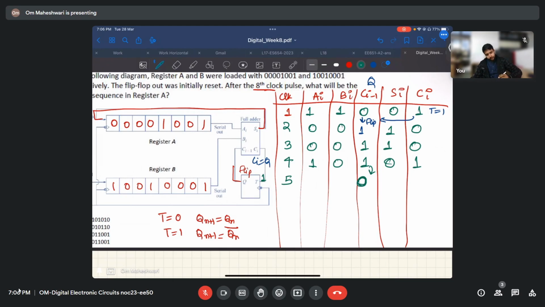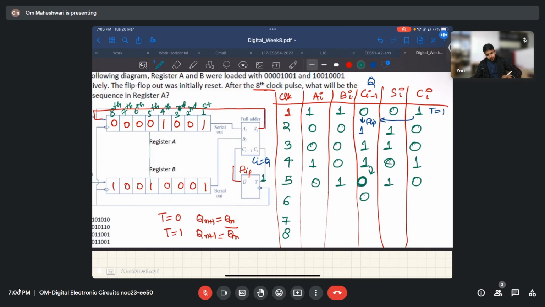And the fifth cycle, we have, so first, second, third, fourth, fifth, sixth, seventh, eighth. We will definitely need 8 cycles, right? In the fifth cycle, input is 0 and 1. Sum is 1, carry is 0. So this will not flip now, it will remain 0.